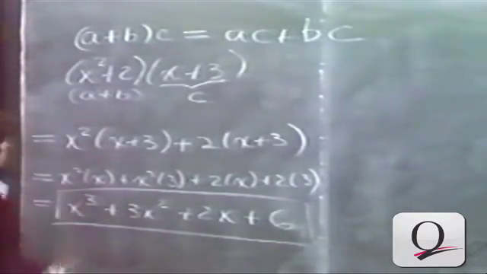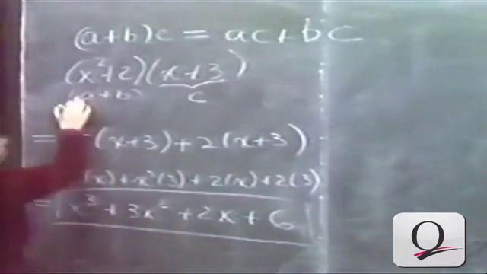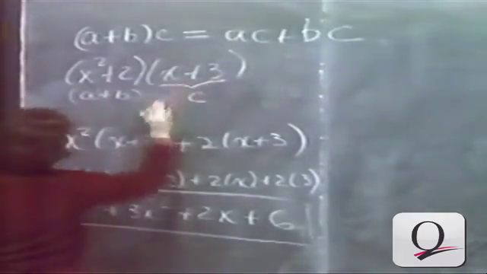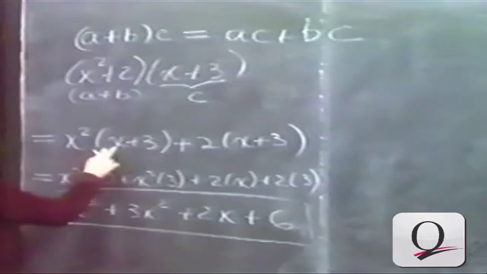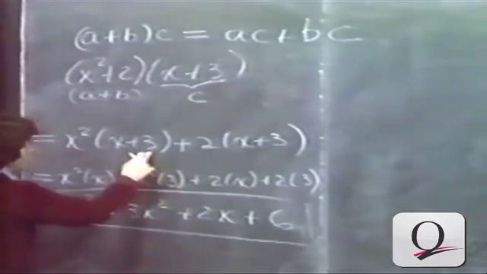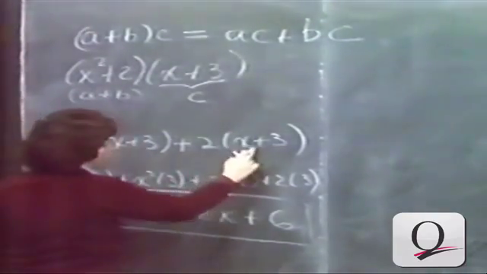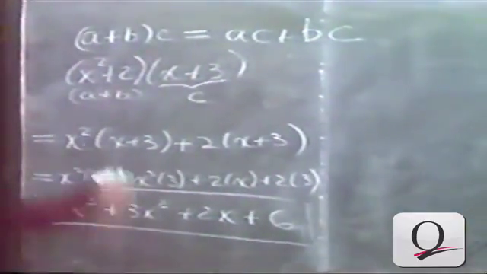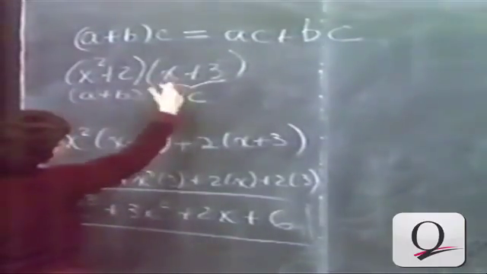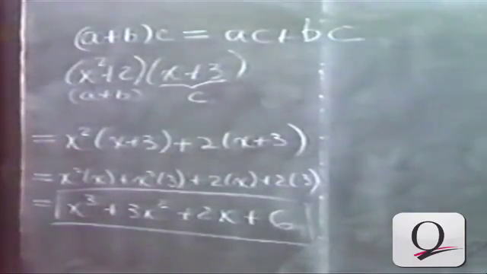We used the distributive law several times. We had x squared times x plus 3, and then 2 times x plus 3, and then x squared times x, and x squared times 3, 2 times x, and 2 times 3, giving us this final result. Now the idea, of course, is that every term in the first parentheses had to be multiplied by every term in the second parentheses.